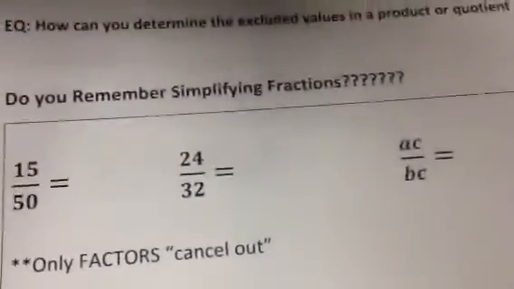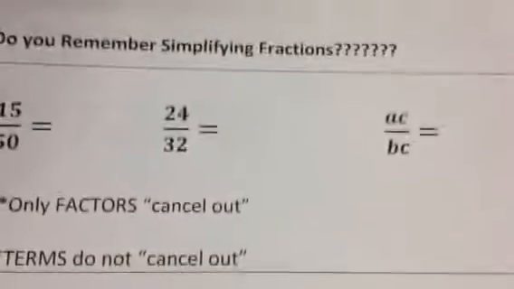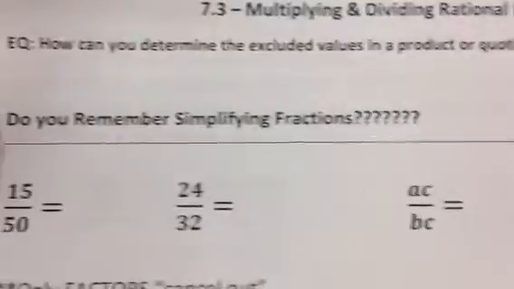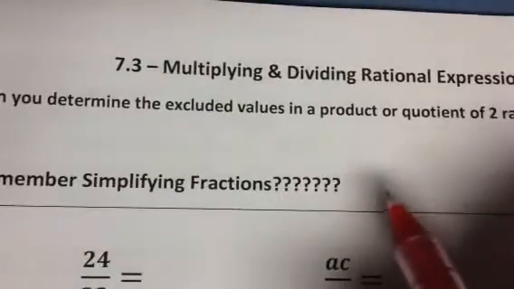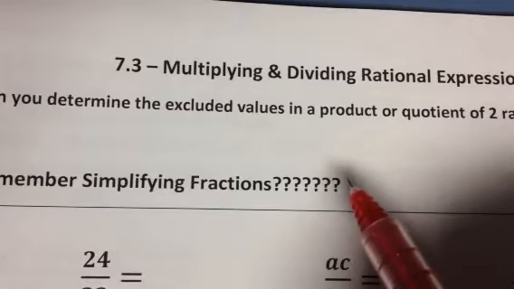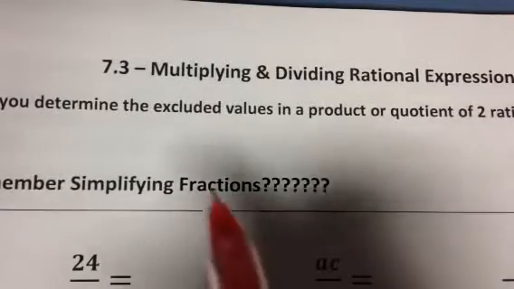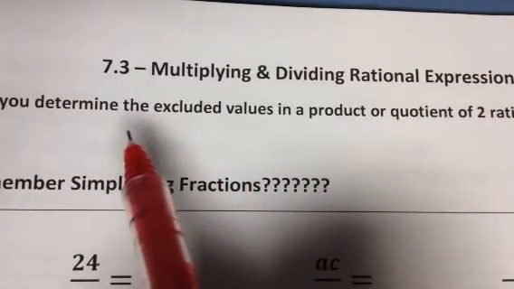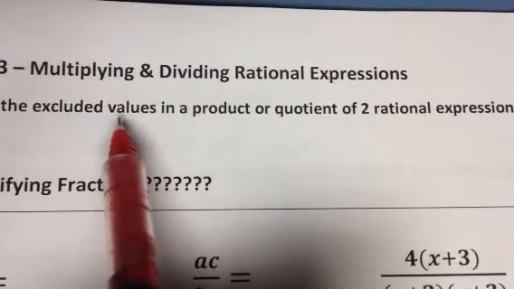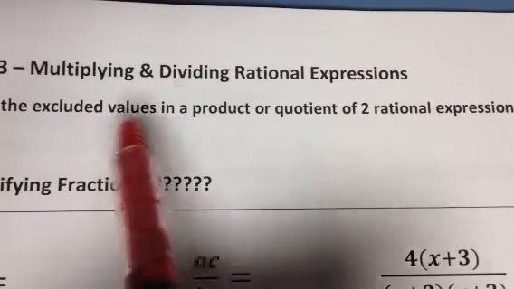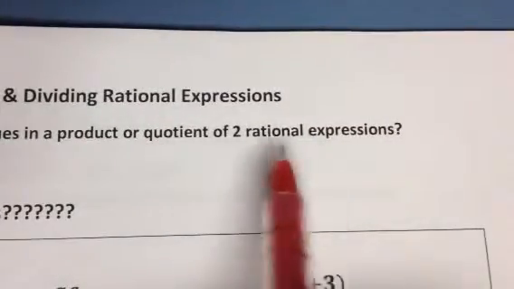Okay, so we are moving on to 7.3. We are multiplying and dividing our rational expressions. So we are essentially multiplying and dividing fractions. What we're going to look at here is, because we're going to be starting to have these fractions and we can't have 0 in the denominator, how can you determine these excluded values when you're multiplying or dividing these two rational expressions?